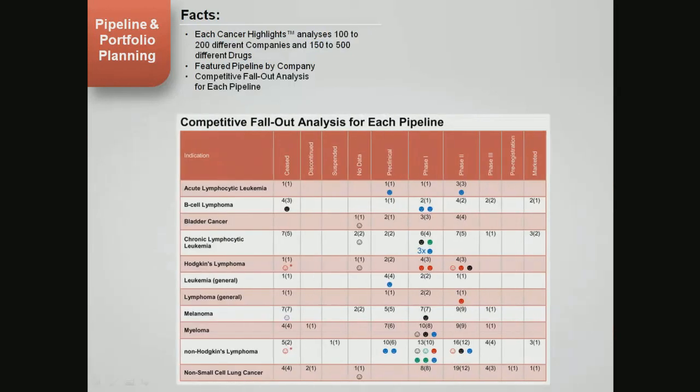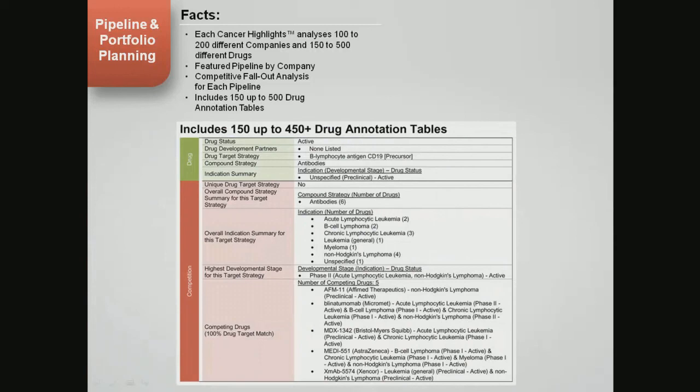This assessment plots the company's own drugs as color-coded open circles and competitor drugs, here defined as drugs with 100% similarity in drug target strategy, as color-coded solid circles. Each drug of the company is then presented within its own annotation table, containing drug-specific information and the competition it faces from other drugs.